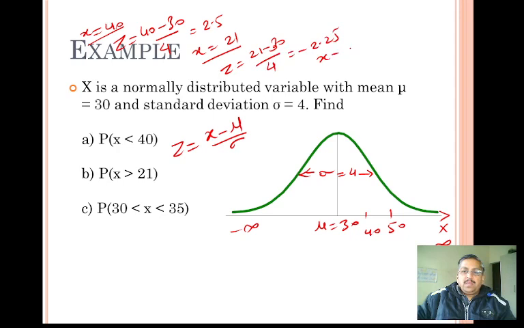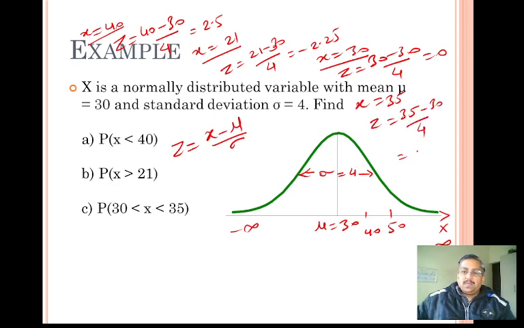Similarly, for x equals 30, we get z equals 30 minus 30 divided by 4, that is 0. And for x equals 35, we can solve z equals 35 minus 30 divided by 4, which is 5 by 4, that is 1.25. So these are the various values of z: z equals 0, z equals 1.25, z equals minus 2.25, then z equals 2.5.